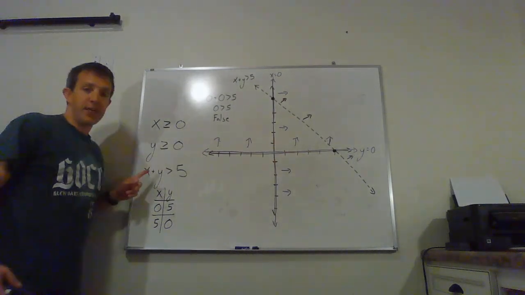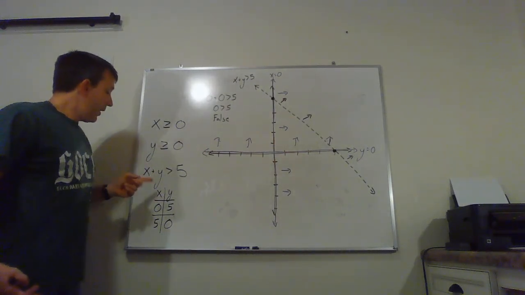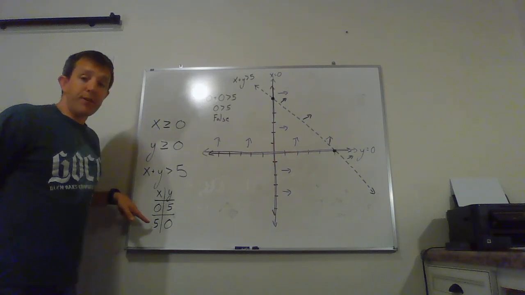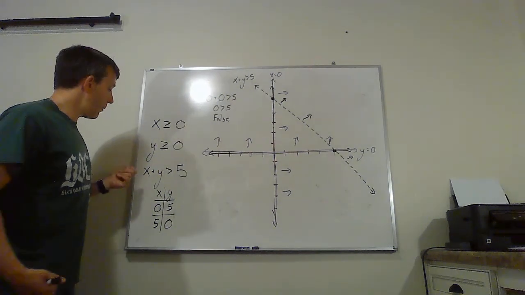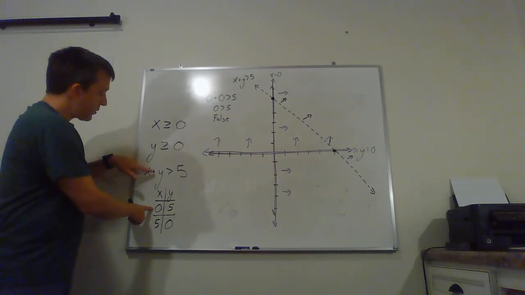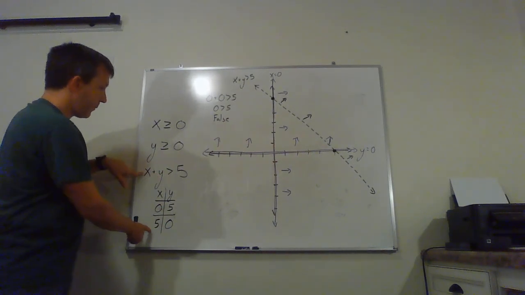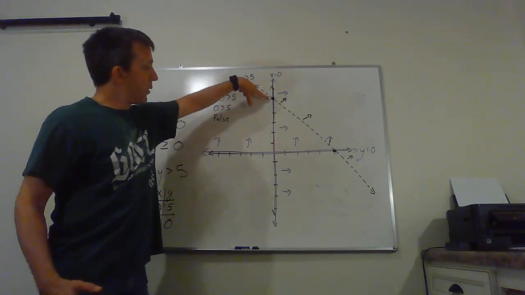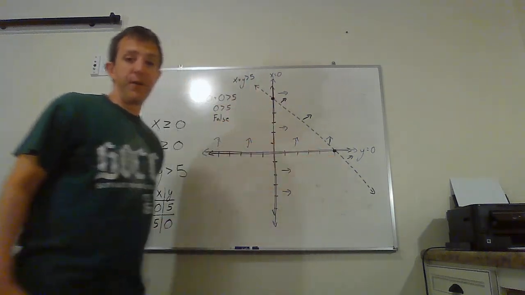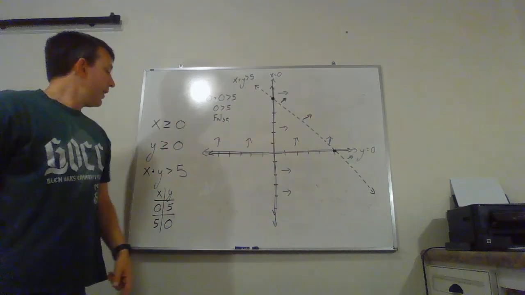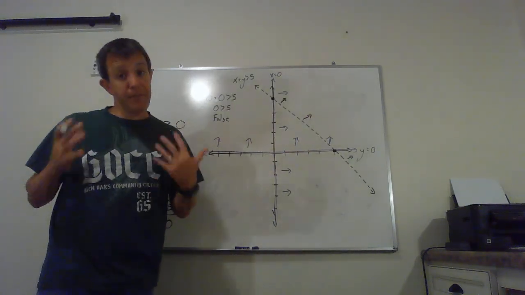So the third line is x plus y is greater than 5. I made a quick little t-chart to find 2 points. I plugged in 0 for x, which made y have to be 5. And then I plugged in 0 for y, which made x have to be 5. And so that got me these 2 points, 0, 5, and 5, 0. I made a line. It's dotted, although I have a confession here.